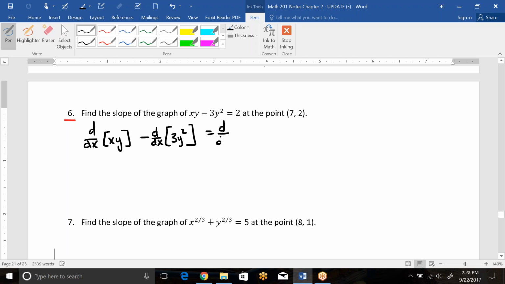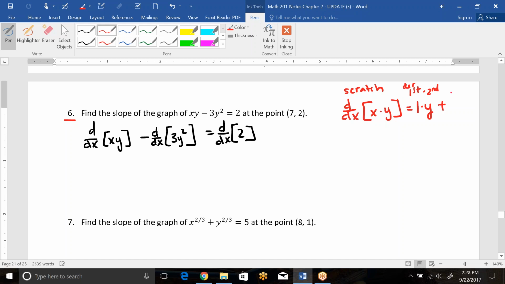That's because the first term has both x and y in it, so that's going to be a product rule. So I'm going to come over here and do some scratch for d/dx of x times y. Remember, when you do a product rule, we take the derivative of the first, which is going to be 1, times the second function, plus the first times the derivative of the second.